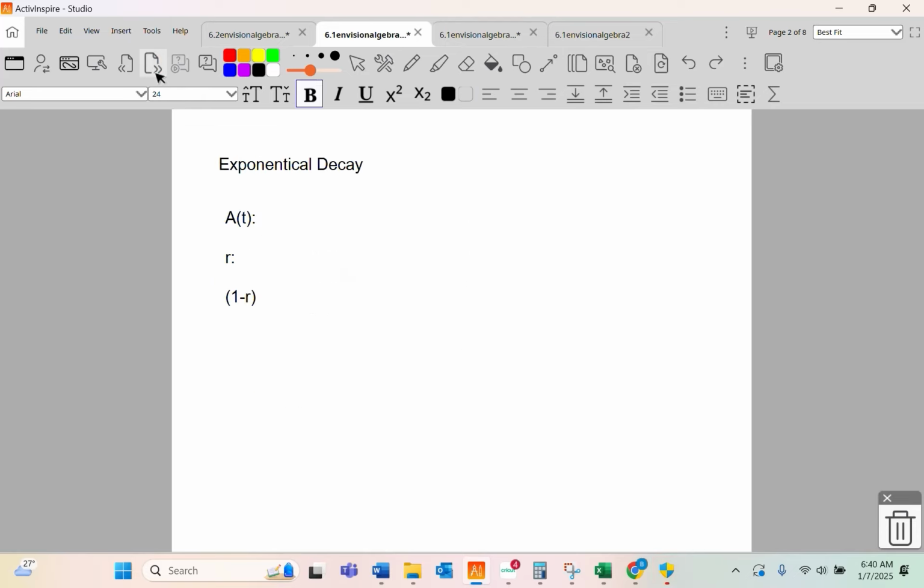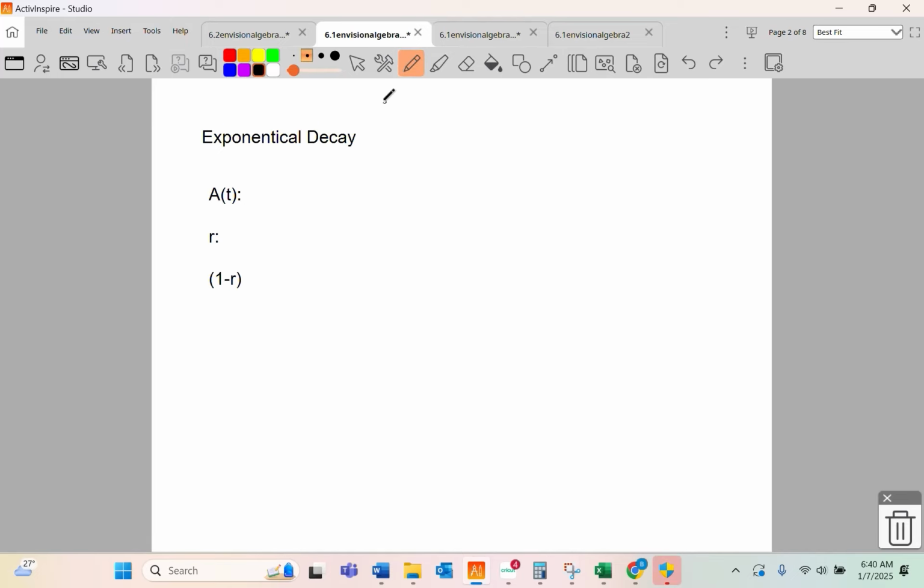We also have exponential decay. An exponential decay would be something that starts high and works its way low. You have a very similar equation. The amount after time passes is the principal times 1 minus r to the t. It's going to decay, so we're going to be taking away from 1. The 1 is there because it represents 100% of something.